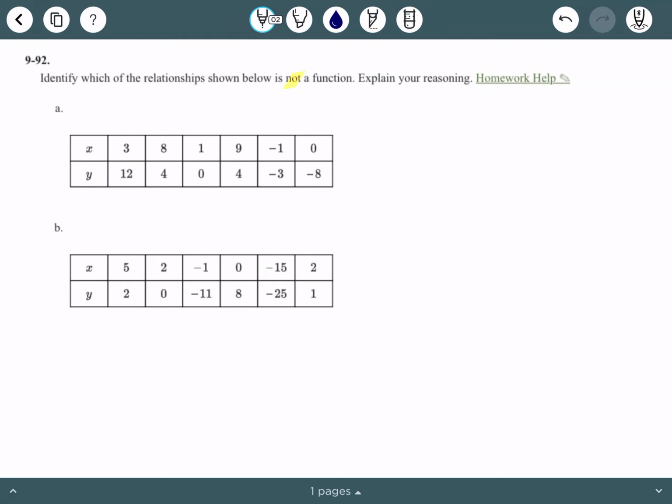Well, it's been a while since we've worked through this, and we know that in order to have a function, when we are talking in terms of tables, every input needs to have a distinct output. So what that means is, remember our x is our input and our y is our output. So when we put something in for x, something comes out for y.